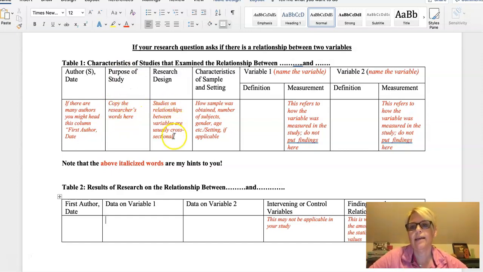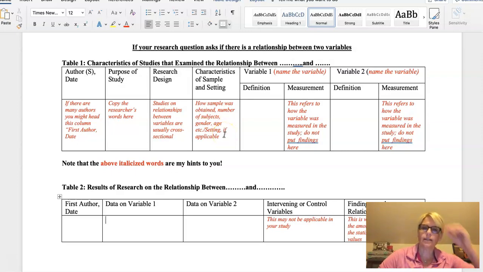The research design, that is going to be anything. And so you know the difference between qualitative and quantitative. There needs to be more information here than just quantitative or qualitative. So if it's quantitative, then you would put cross-sectional, randomized controlled trial, longitudinal, whatever it was. If it's qualitative, usually they'll say it was a phenomenological approach or ethnographic approach or whatever it is. Whatever information they give you that can give people a hint on exactly what kind of quantitative or qualitative study it was is helpful and should go there.